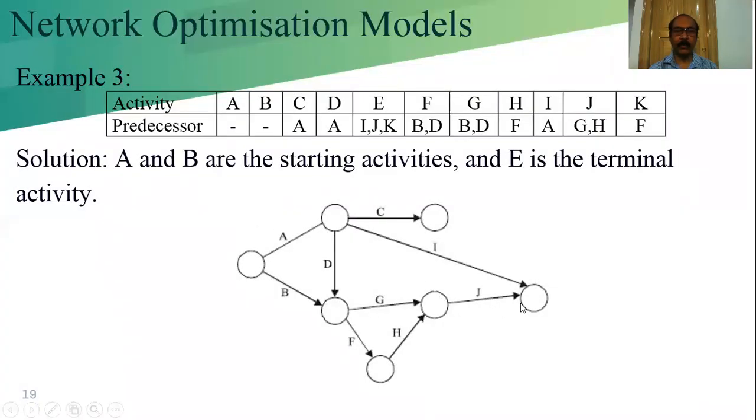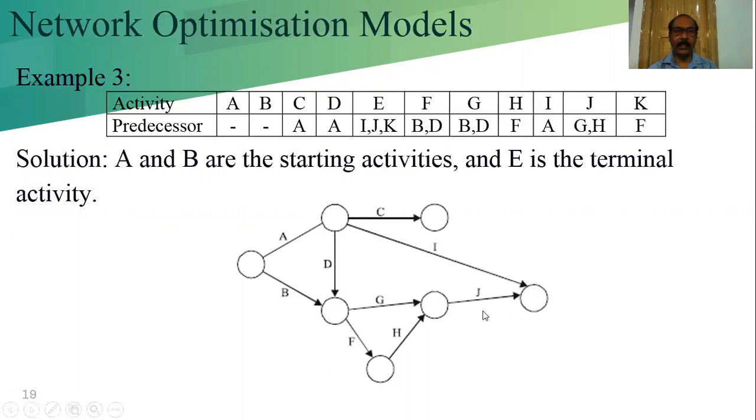J is going out, and we can also find out that I has the predecessor A. So I will be going out from this node, where A has entered the node. There should be an arrow. So from that, I will be going out.